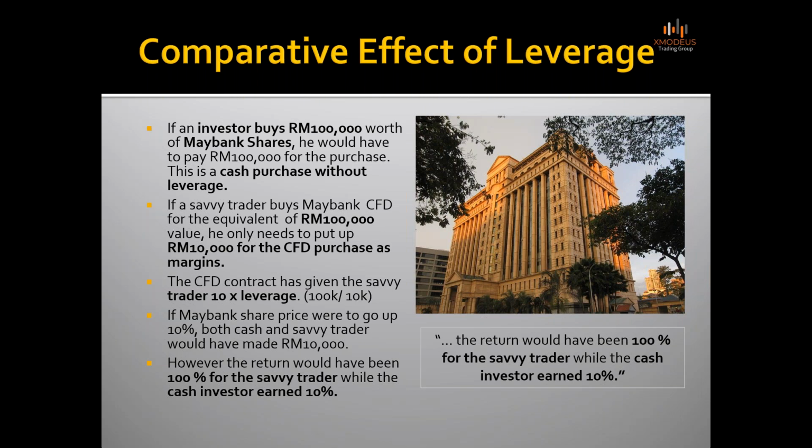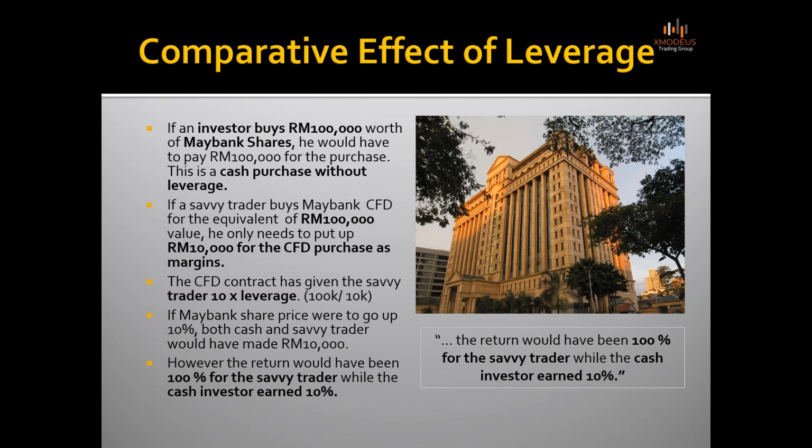So this savvy trader uses a new tool. As I say, we need more tools in your trading arsenal. And then what the savvy trader gets is 10 times leverage. How do we get the 10 times leverage? The full value, 100,000, divided by his margin, which he pays up, 10,000, you get 10 times, right? That's how you get the leverage factor.